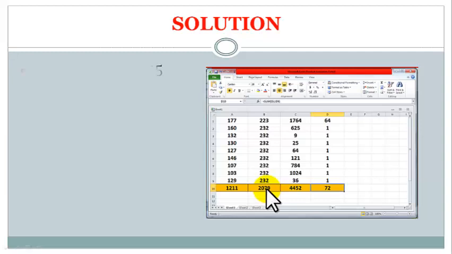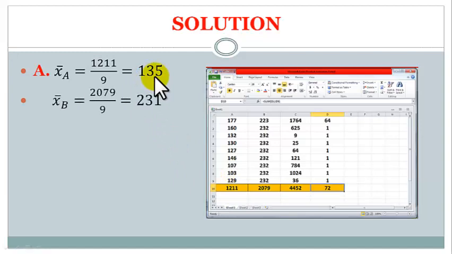Next is to find the mean of the initial weight data, which is obtained by dividing the value in cell A10 by 9. That's 1211 divided by 9. That will give us 135. The mean of the final weight data is x bar b equal to, divide the value here 2079 by 9, and that will give us 231.